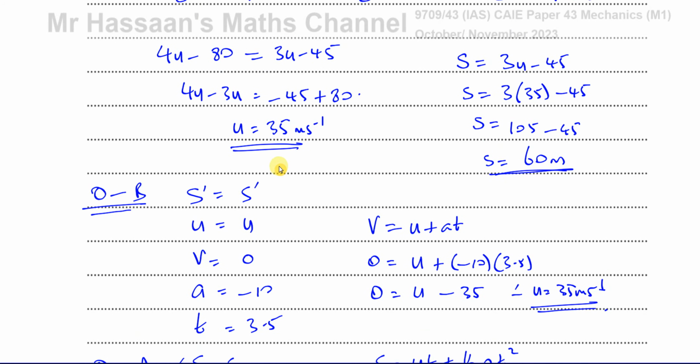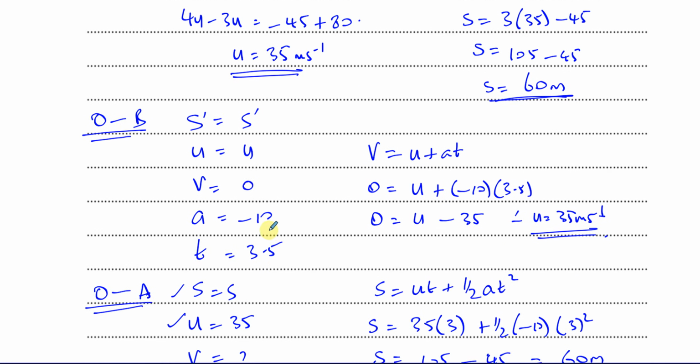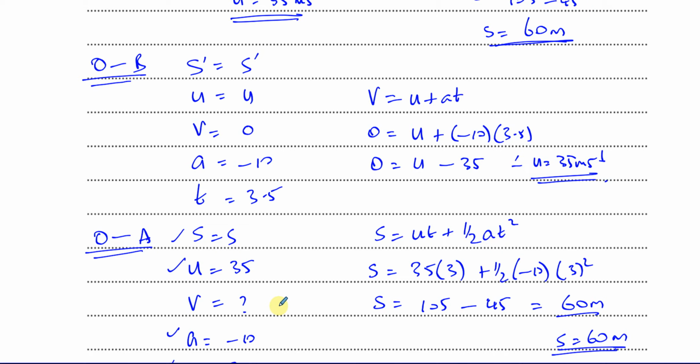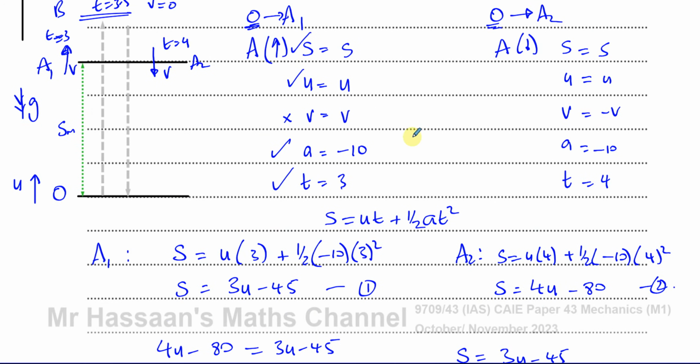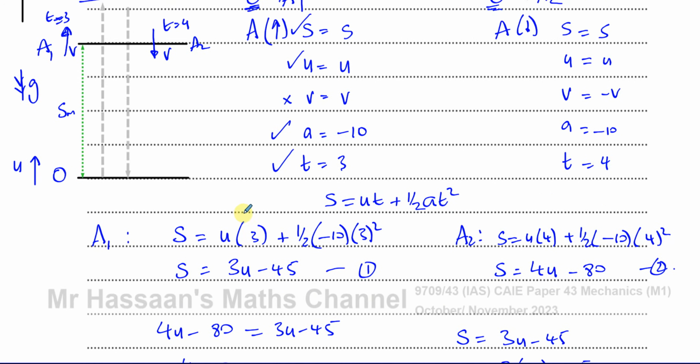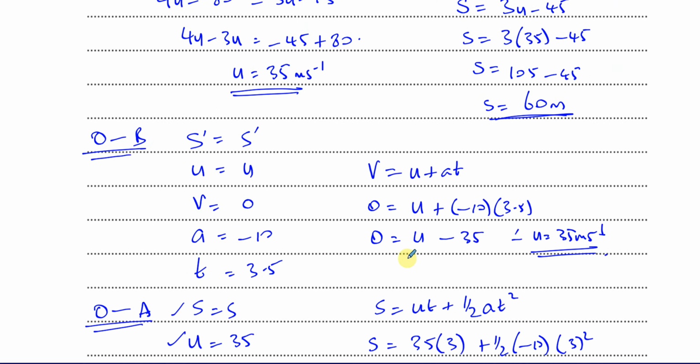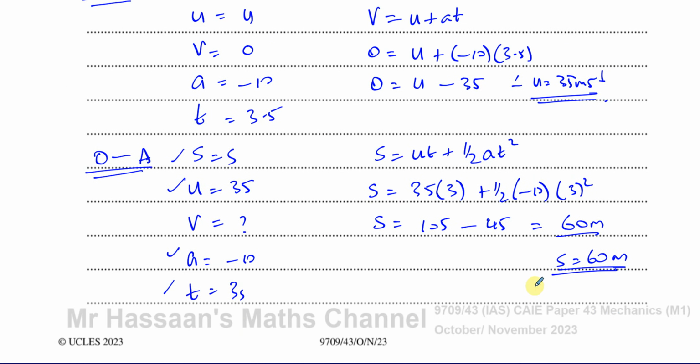Both of those are perfectly fine. This one involves a bit of simultaneous equations. This one doesn't. This involves having two separate situations for SUVAT. This can just deal with one situation of SUVAT, basically. So there we have the answer to question number 1, which is all about vertical motion under gravity. Some very, very important points here. Direction, the meaning of displacement, are very key in this question for us to understand.